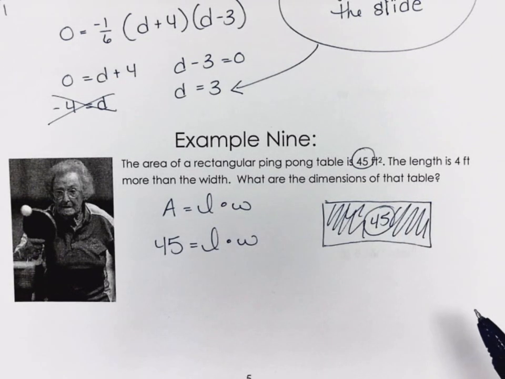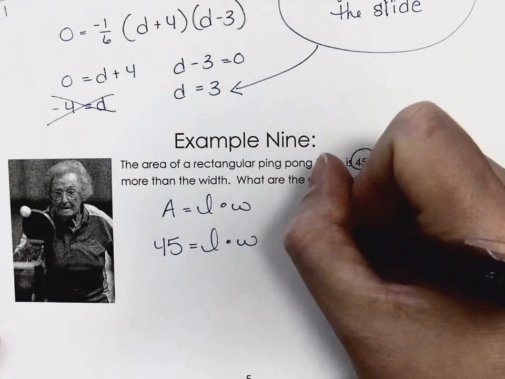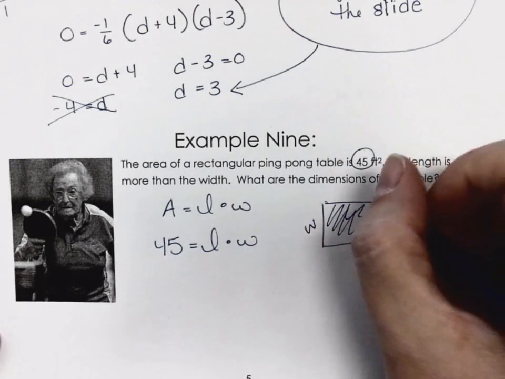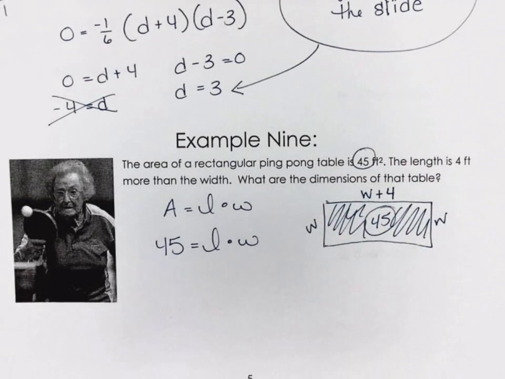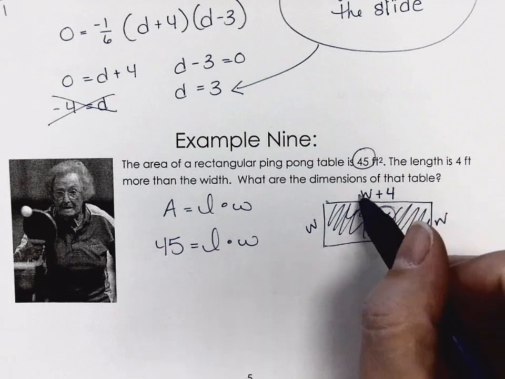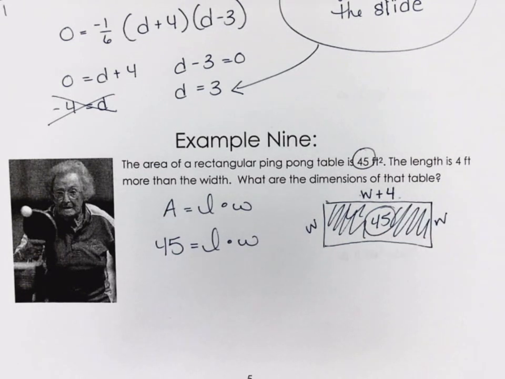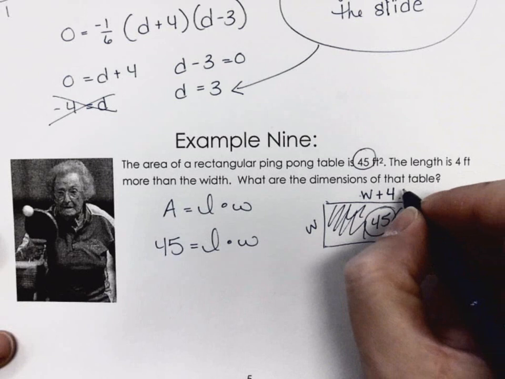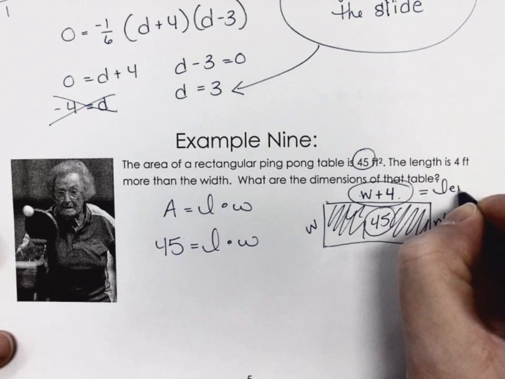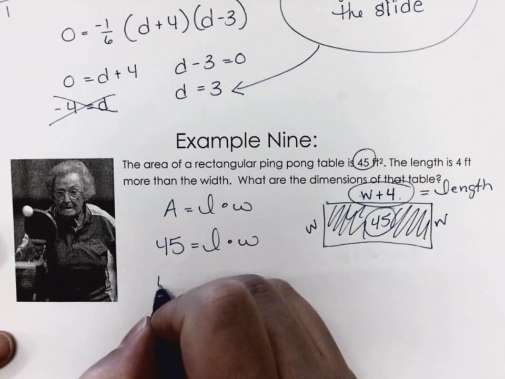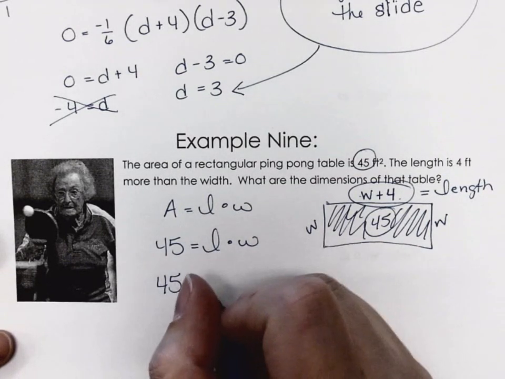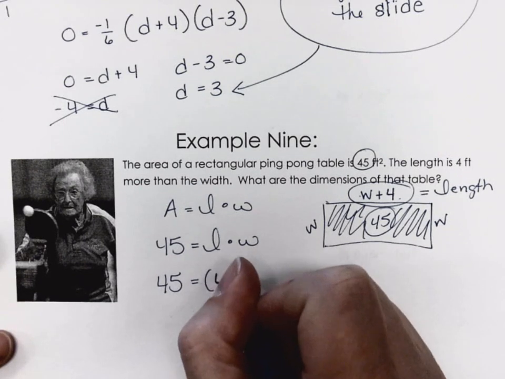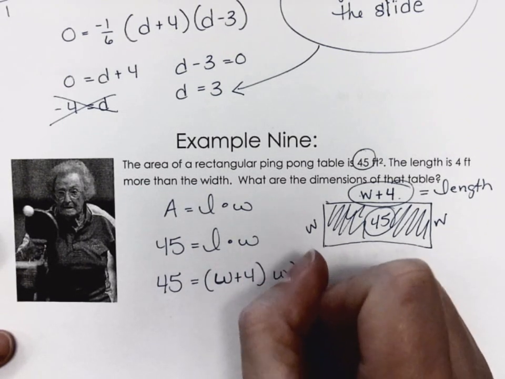Do we know what the width is? No. We'll call it W, just for easy's sake. So this is the width plus 4. Lots of people put L plus 4, but that wouldn't be right. It's 4 more than the width. So it's the width plus 4 feet would be the length of the table. So this is almost like a max-min problem, but we're not maximizing it. We already know what the area is. So L is equal to W plus 4. Our width is still our width.